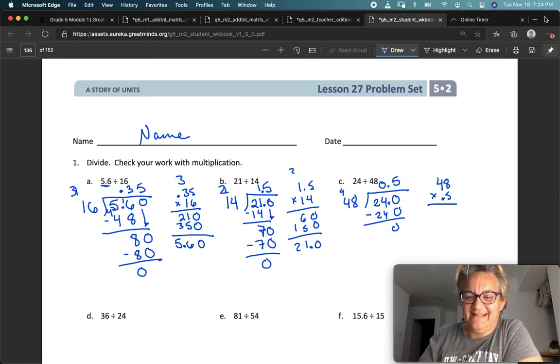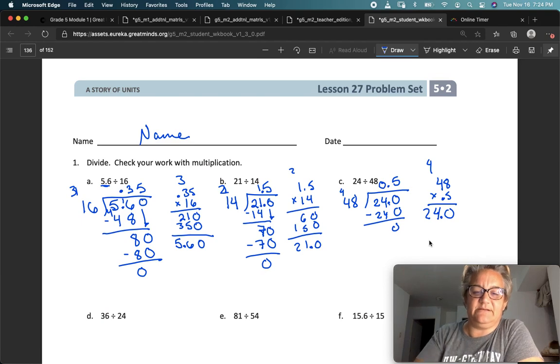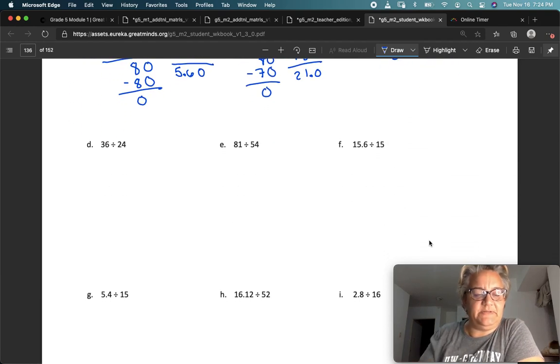There we go. And 5 times 8 is 40. Put the 4 here. 5 times 4 is 20, plus 4 is 24. Then I put that decimal space back in. Remember, there's 1 space there, so 24 is my answer. Next one.